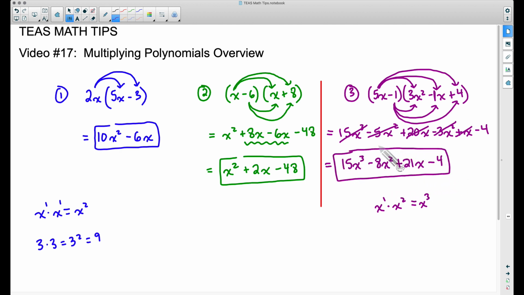Now, what I highly recommend you do is go to Google, type in multiplying monomials, binomials, trinomials. You'll find a ton of worksheets with answers included.